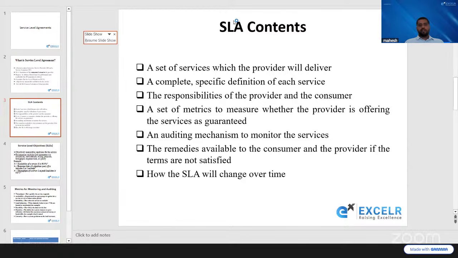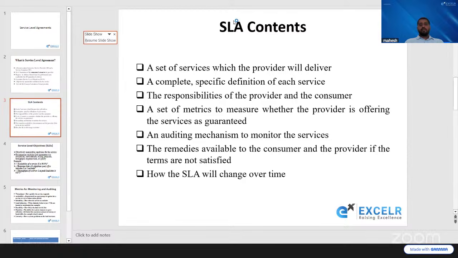What are the different services the provider is delivering? A complete specific definition of each service. For example, if I'm planning to take storage from a cloud provider, the storage will have different attributes as well, like how much storage they're providing, whether they are providing object storage, file storage, block storage, right? So we have to understand those components as well.